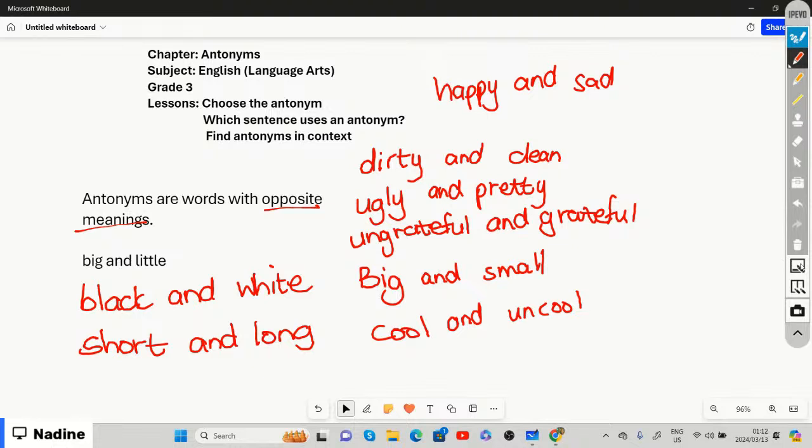All right. So these are all the antonyms, right? It is words with opposite meaning. We said black and white, big and little, short and long, or we can say short and tall, happy and sad, dirty and clean, ugly and pretty, ungrateful and grateful, big and small, cool and uncool.